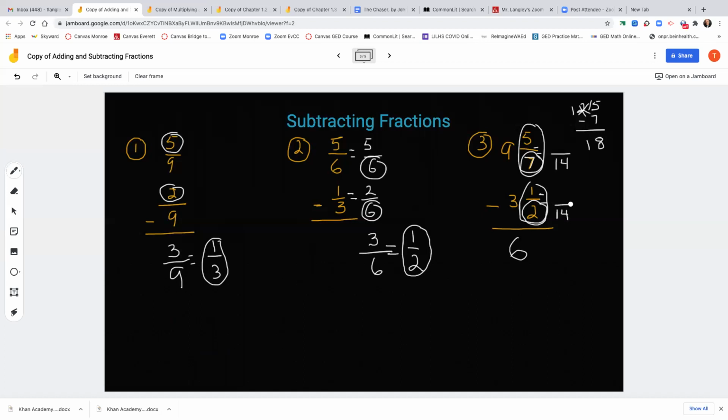I know 7 times 2 is 14. 2 times 7 got me 14, so 1 times 7 is 7. 7 times 2 is 14, so 2 times 5 is 10. I'm now going to bring down my 14. This is a lot of steps, isn't it, guys? I'm going to subtract 7 from 10. Those are my numerators. You get a 3. And I'm going to look at this and ask, can I reduce it? No. Final answer is 6 3/14.